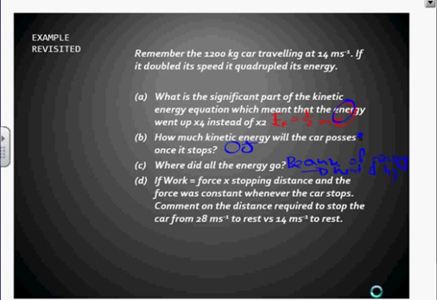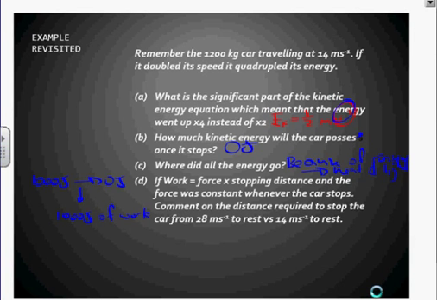If work equals force times stopping distance, and the force was constant whenever the car stops, in other words, we have a certain amount of kinetic energy. Let's say it was 1,000 joules, and we want to make it 0. We're going to do 1,000 joules of work. We're going to transform 1,000 joules of energy.